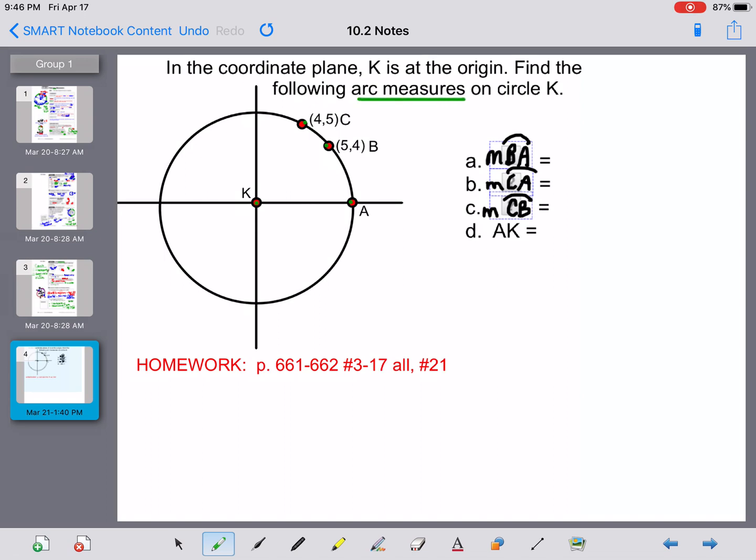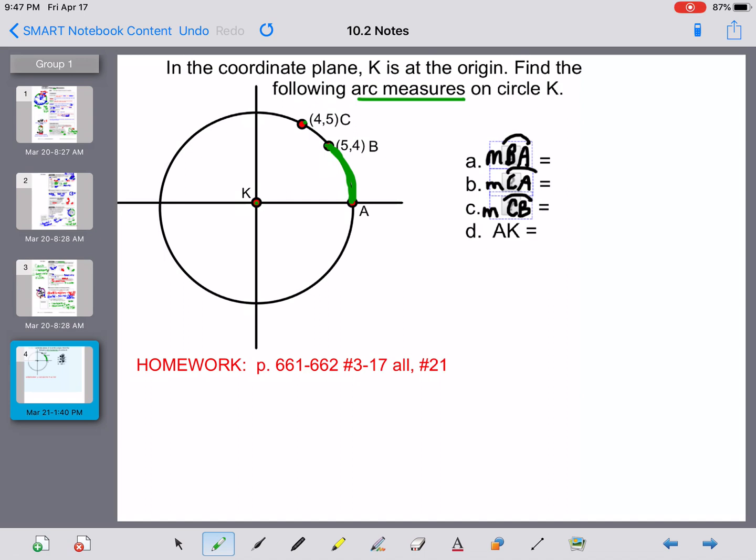So I want to know how big these measures are. Looking at A, I have the measure from B to A. So here's my arc that goes from B to A. I want to find its measure. Well, I know it's less than 90 degrees. And I will tell you, don't pull out a protractor. I'm somewhat known for not drawing to scale, so there's a good chance a protractor won't help me. I need to use some kind of mathematical rule.